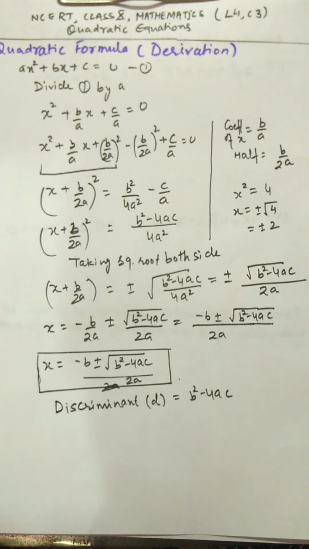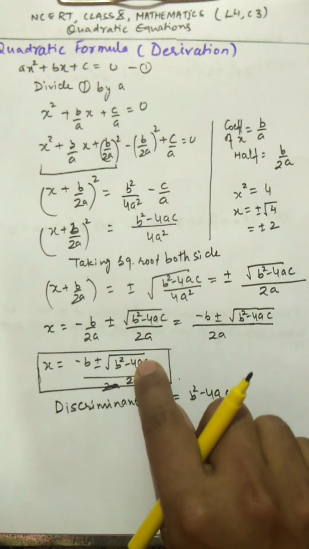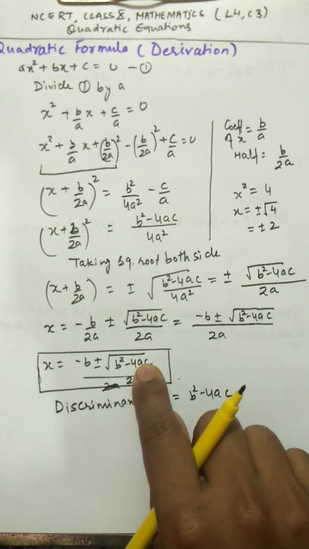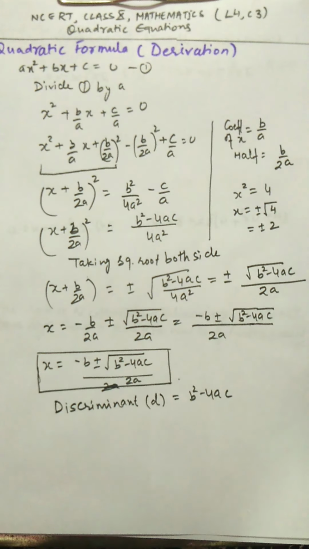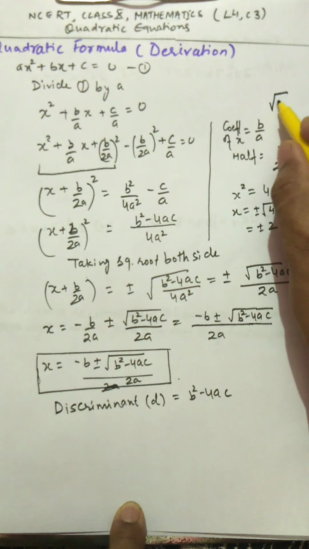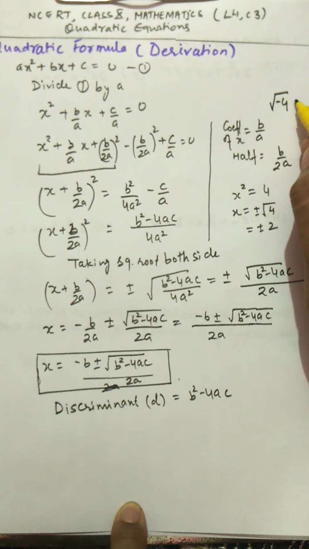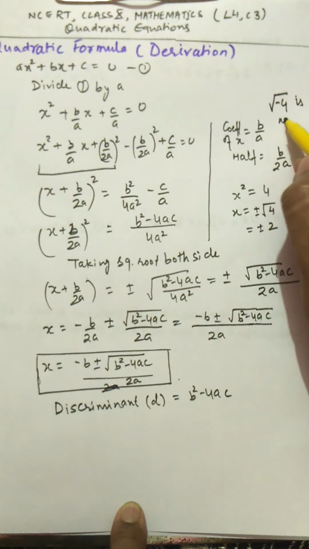So now I would like to say one more thing. Under the square root, you cannot get any negative number. So for example, if I say minus 4, so minus 4 is not possible.